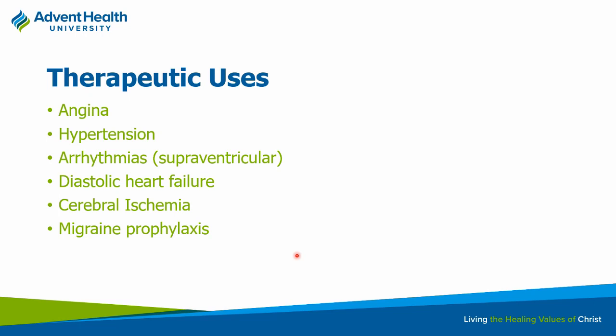So non-dihydropyridines are going to work both on the heart and the vasculature. There's only two drugs in that category. And then we'll have the dihydropyridines, or DHPs. They work on primarily just the vasculature.